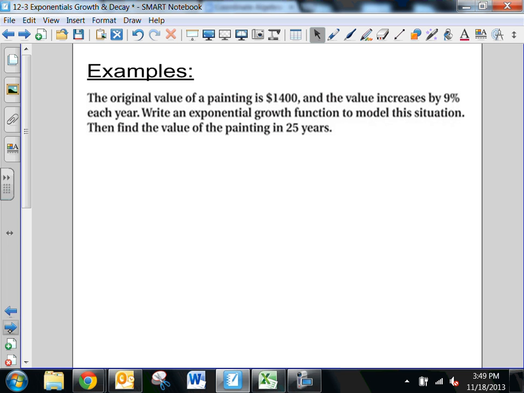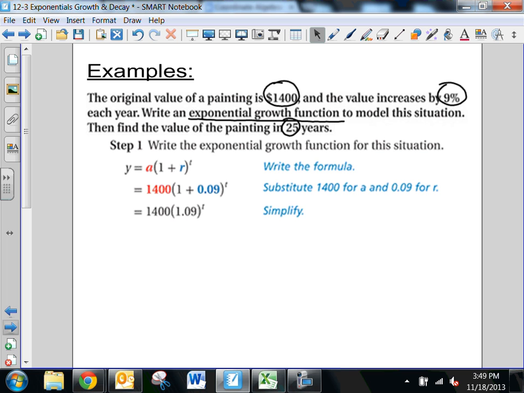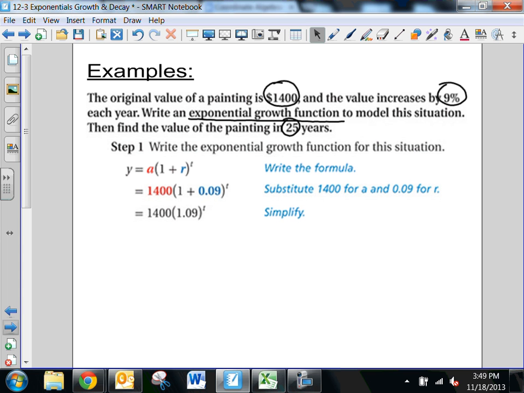So we want to use the exponential growth model, the exponential growth function. We want to plug these values in. This is one value, two values, and then this is the third value that we'll eventually plug in. Here's the first thing we want to look at. Step one, write the exponential growth function for this situation.